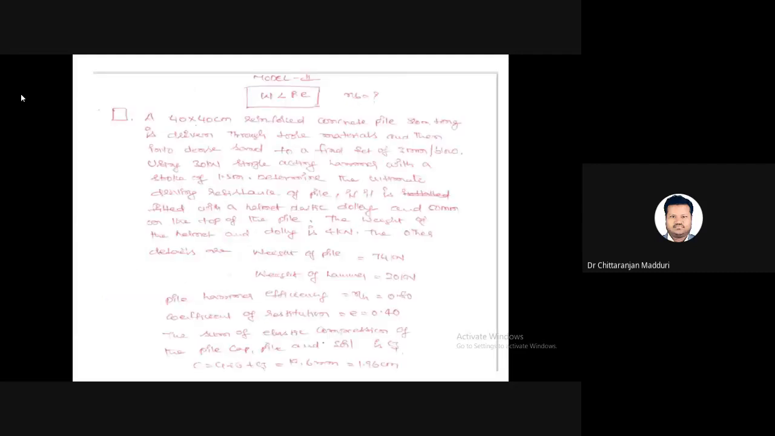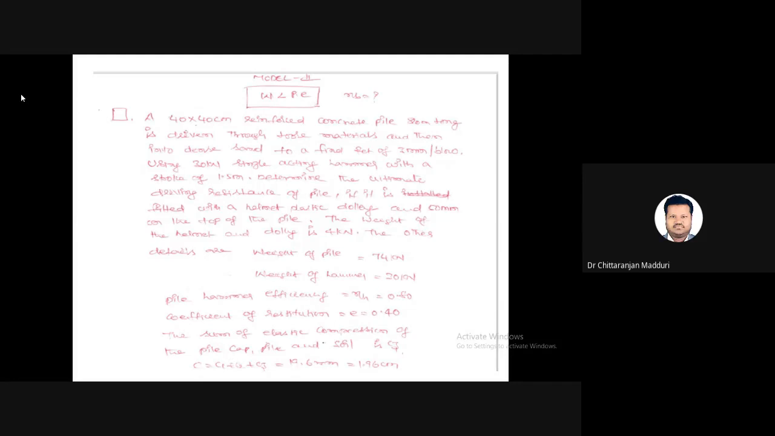So here, the efficiency of hammer blow is not given in the problem. That's why we need to check it. A 40 by 40 centimeter reinforced concrete pile, 20 meters long, is driven through loose materials and then into dense sand. The final set is 3 mm per blow, using a 30 kilonewton single acting hammer with a stroke of 1.5 meters. Stroke means height of fall.